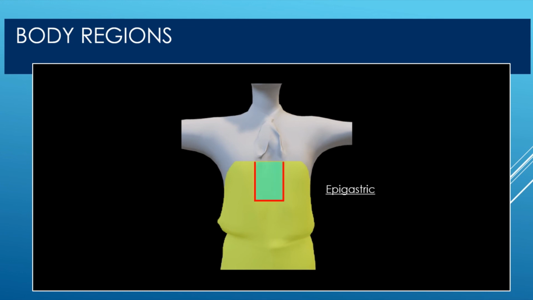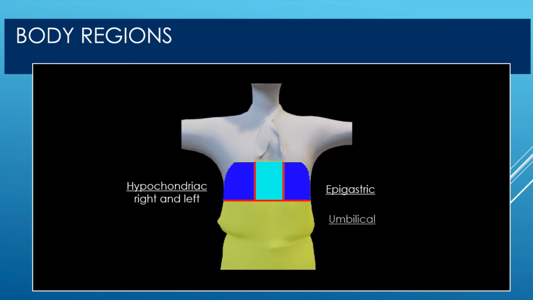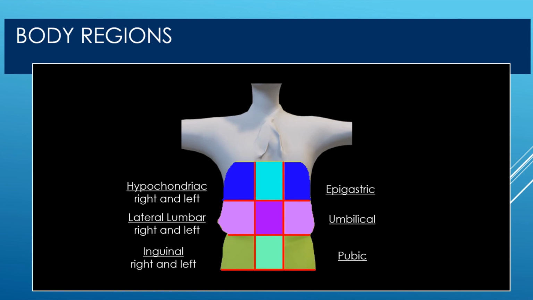These are the epigastric, right and left hypochondriac, umbilical, right and left lateral lumbar, pubic, and the right and left inguinal regions. It's important to learn these regions, as you'll see this documentation when patients present with abdominal pain or other problems. Often the provider will say that the patient has epigastric pain or umbilical pain, and it's the coder's job to be able to understand where the pain is located.